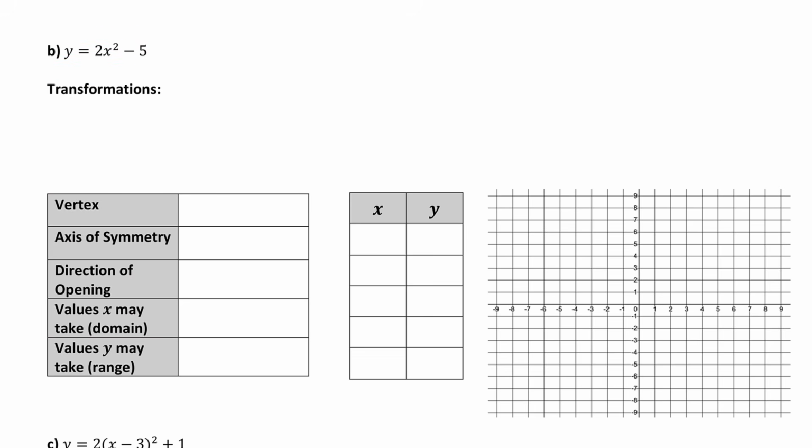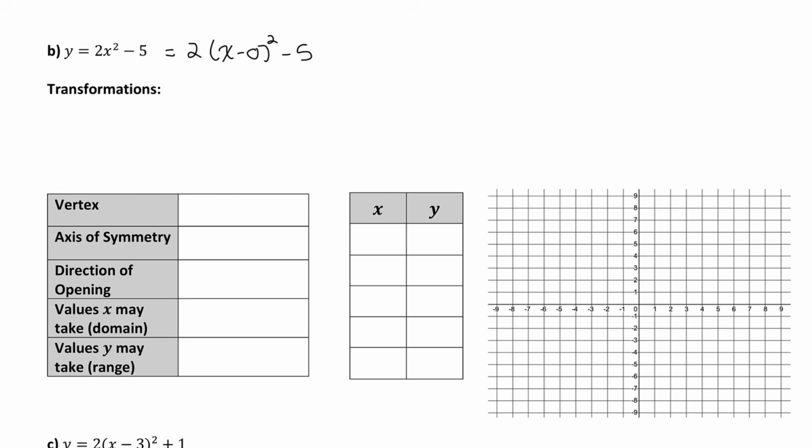It may not look like vertex form, but we can consider it to be in vertex form if I were to rewrite it as 2 times (x minus 0) squared minus 5. But since the h value is 0, of course we wouldn't have to write x minus 0, which is why it just appears as an x that's being squared.